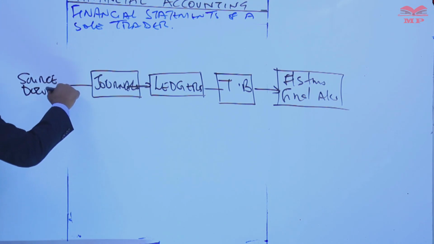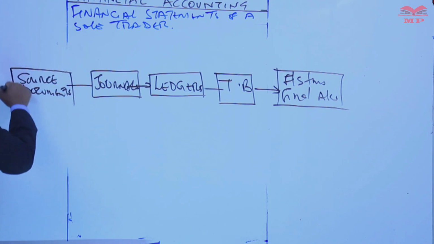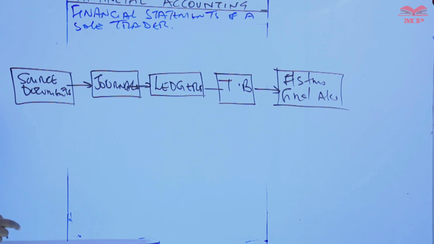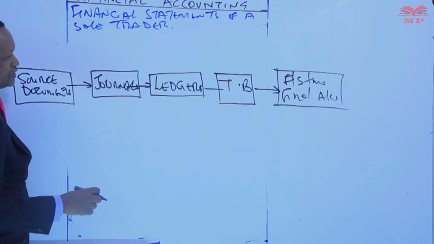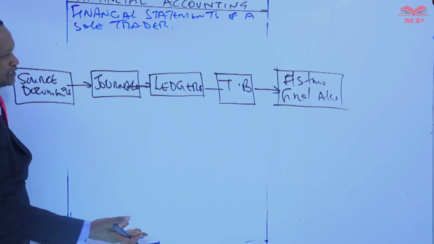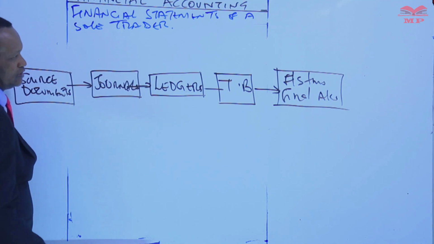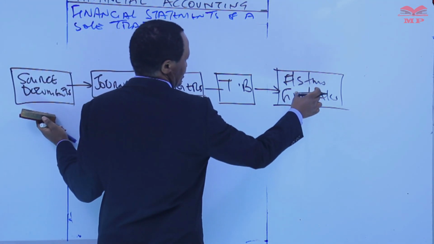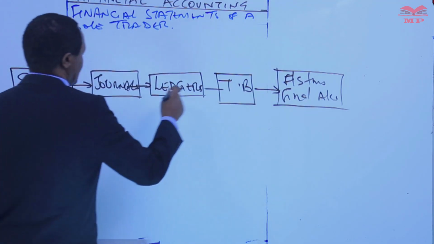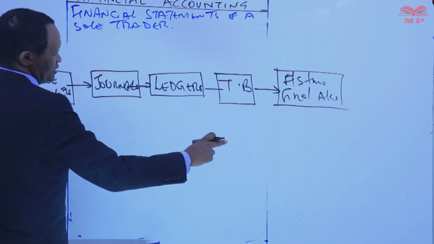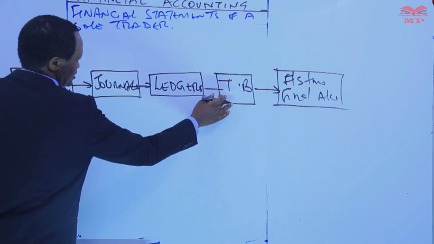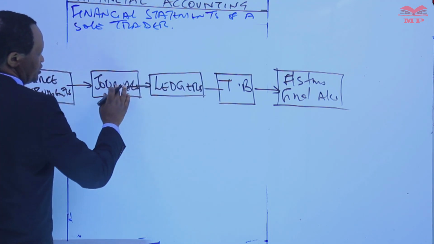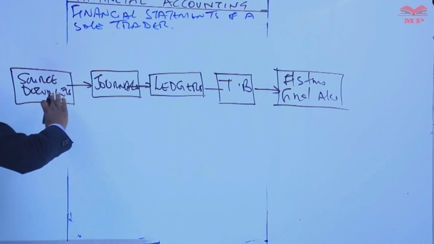And these stages, candidates, define accounting as a process. This is the final product. But for you to come up with the final product, there are stages. And so far we've done the trial balance, we've done the ledgers, we've done the journals, we've done the source documents. So it's a process.